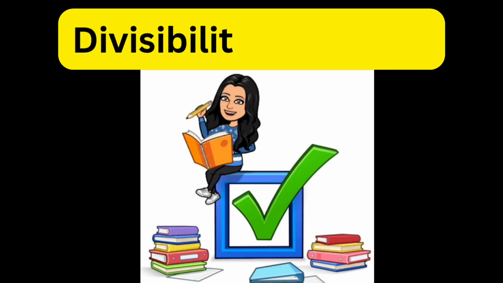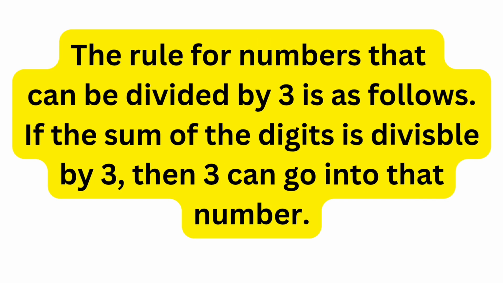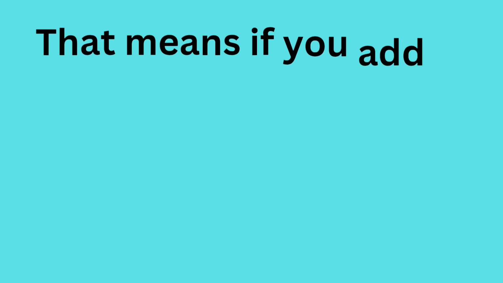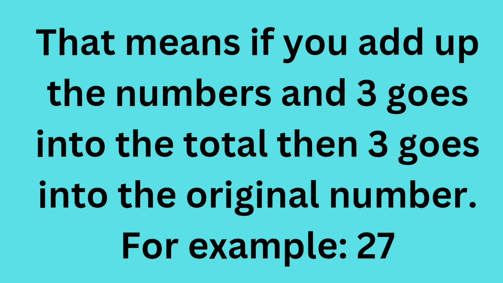The divisibility rule of 3. The rule for numbers that can be divided by 3 is as follows. If the sum of the digits is divisible by 3, then 3 can go into that number. That means if you add up the numbers and 3 goes into the total, then 3 goes into the original number. For example, 27, because 2 plus 7 is 9 and 3 goes into 9.